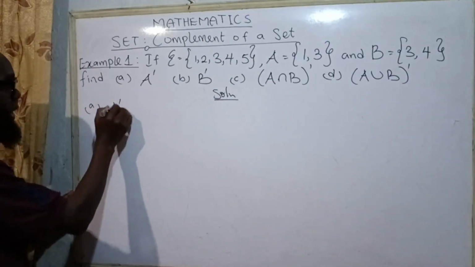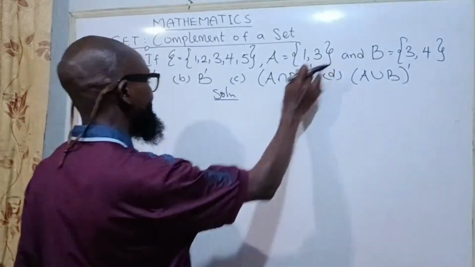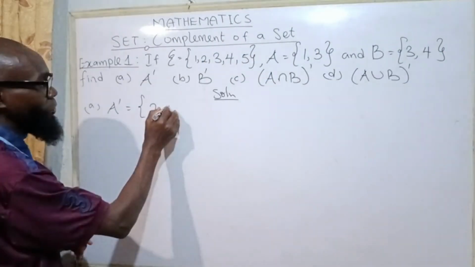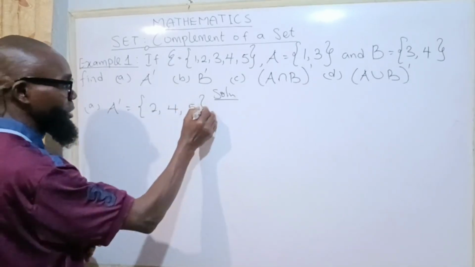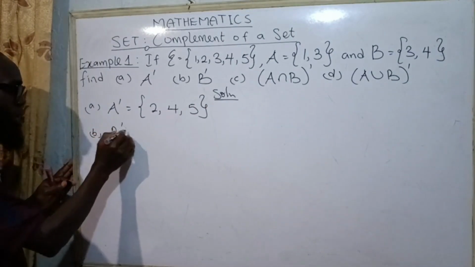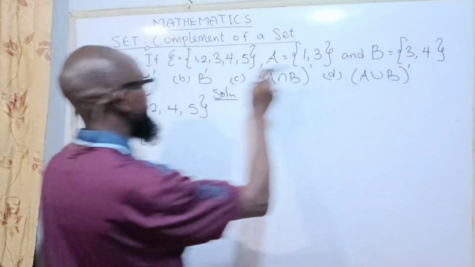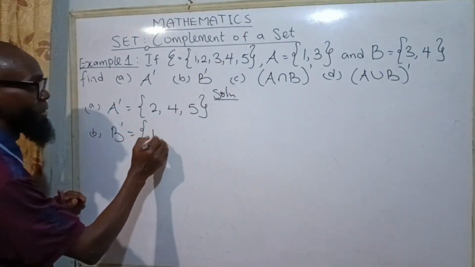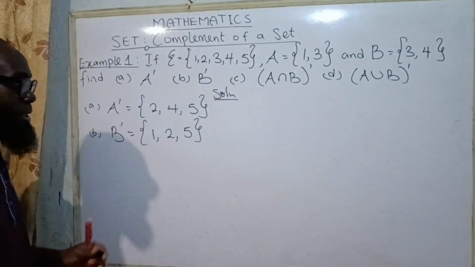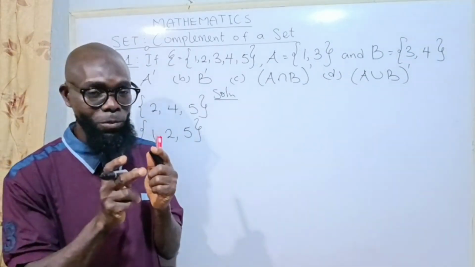Question A complement. The elements of A are 1 and 3. If I remove 1 and 3, it remains 2, 4, and what? 5. So these are the A complement. Question B complement. Let us remove the elements of B, which are 3 and 4. Remove 3 and 4, we are going to have 1, 2, and what? 5.